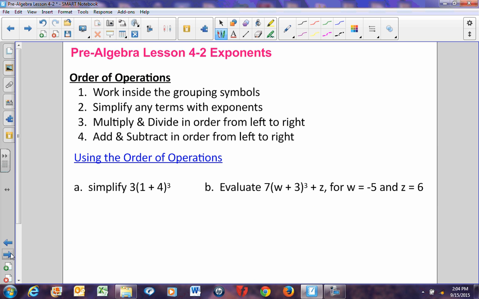All right, when we work with exponents, we also need to remember the order of operations. Remember, the first thing we're supposed to do is work within the grouping symbols. That is, simplify any terms with exponents, then multiply and divide in order from left to right, and add and subtract in order from left to right.